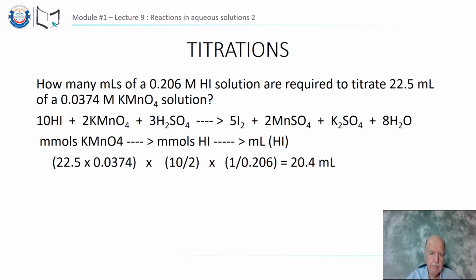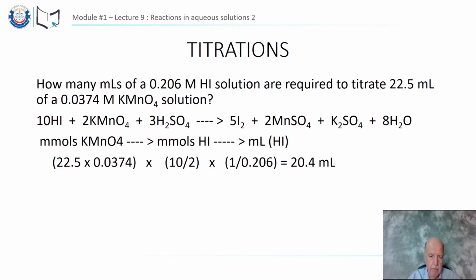Another example. This reaction is an oxidation reduction reaction, between iodide and KMnO4, which is potassium permanganate. H2SO4 here is an acidic medium. It has nothing to do with calculations. So the reaction is between HI and KMnO4. The product is iodine. Okay?